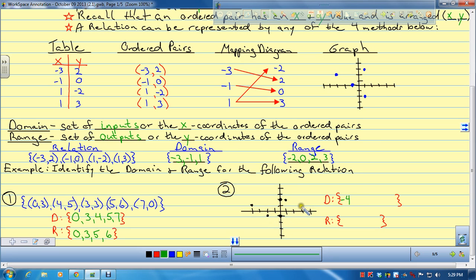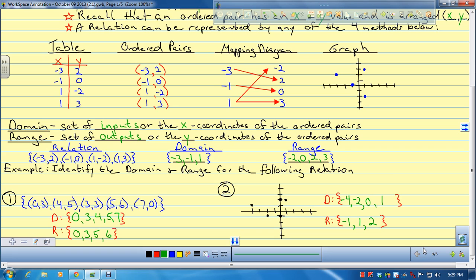I've got an x value that's at -2. I've actually got two x values that are at 0, right? But I only list that once, and I've got an x value that's at 1. Now the range, I'm looking at my y values, right? So I have a couple down here at -1. I have one up here at 1, and I have a couple up here at 2. So that would be my domain and range for those.